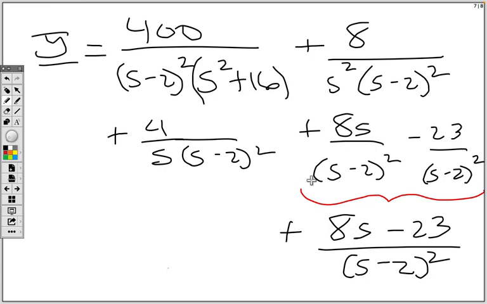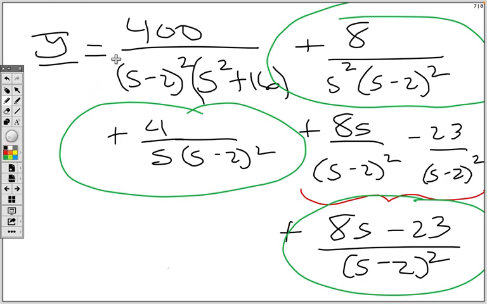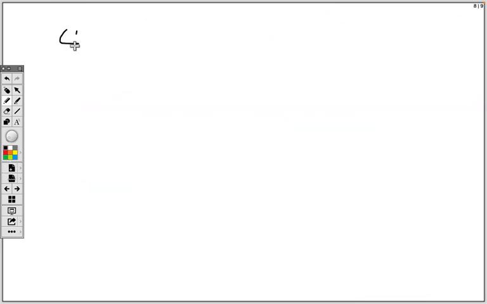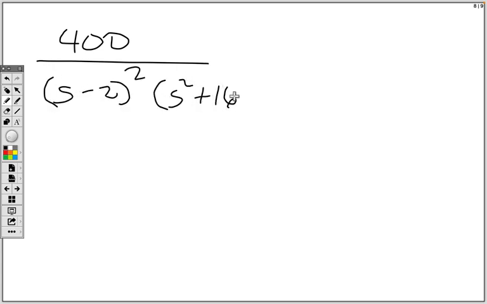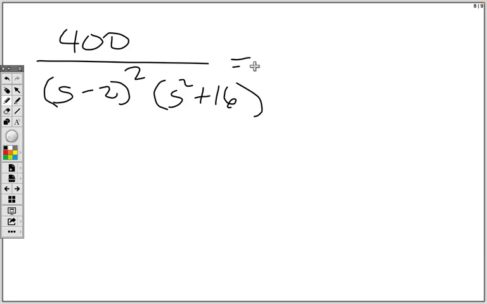These naturally go together. They've got the same denominator. But you can see that these three terms here are going to all have the same kind of decomposition. So it's not a bad idea to actually combine all these three, but I usually do what I've seen students do. So let's go ahead and start off with this big one, the 400 over s minus 2 squared times s squared plus 16, because that's the one that's got this different factor in here. And we've got to write this out.